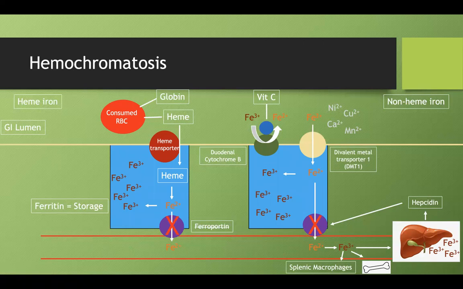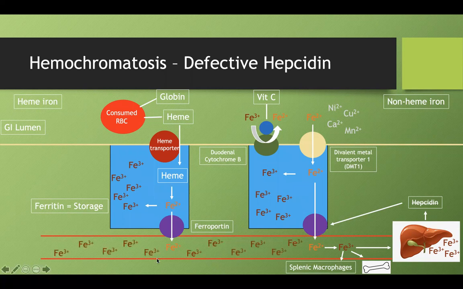So what happens in hemochromatosis, though, is that this hepcidin gene right here, this hepcidin hormone, is defective. So we don't produce that hepcidin that we really need. And if you don't have any hepcidin, then these ferroportin molecules are able to roam freely. There's nothing to inhibit them from transporting all of the iron in the duodenal enterocyte into the bloodstream. And so you're going to get iron overload.